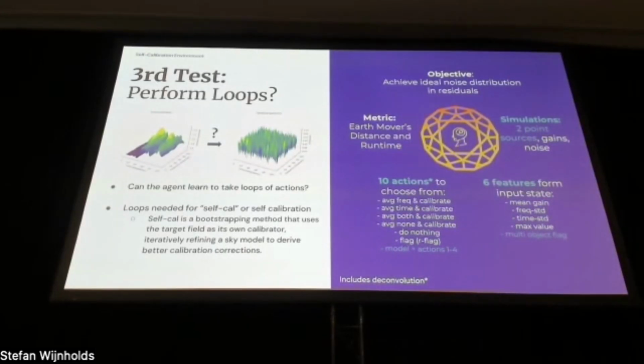And then the third test we gave it was we wanted to make sure that it could do loops. And loops are important for us because we use self-cal a lot. If anyone's not familiar, self-cal is just a bootstrapping method in which you use your actual target as its own calibrator, in which you iteratively refine the sky model to derive better calibration solutions. And for this one, what we did is we added a second point source off center. We gave it another feature to look at, which told it whether there was 1 or 2 sources in the simulation, and then we gave it 10 actions to choose from. Essentially, these first 4 with an additional model deconvolution step in front.